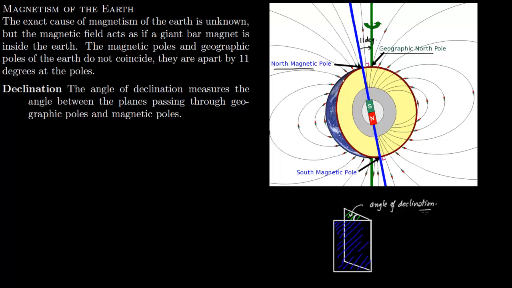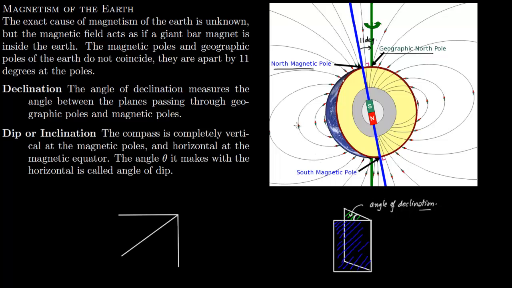The second thing we need to know about is dip or inclination. Now notice the magnet: it is completely horizontal at the equator and it is completely vertical at the poles. So you see this magnet is completely vertical here at the poles, and it is completely horizontal here. So it is horizontal here and it is vertical right here.